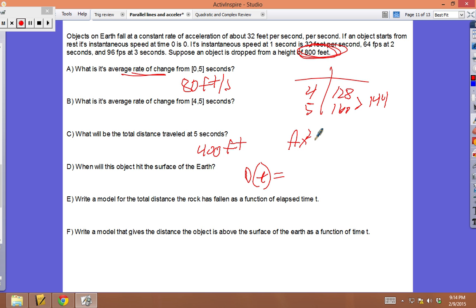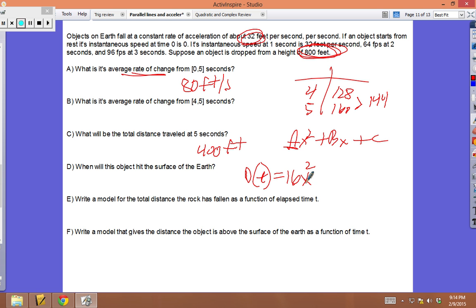My quadratic model is ax squared plus bx plus c. A is half of the gravity and the acceleration, so A is going to be 16. x squared, and x represents seconds. So there we go. That formula will give me the total distance traveled. So I just answered E.